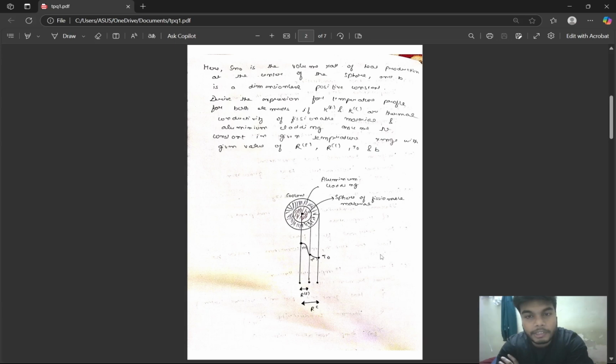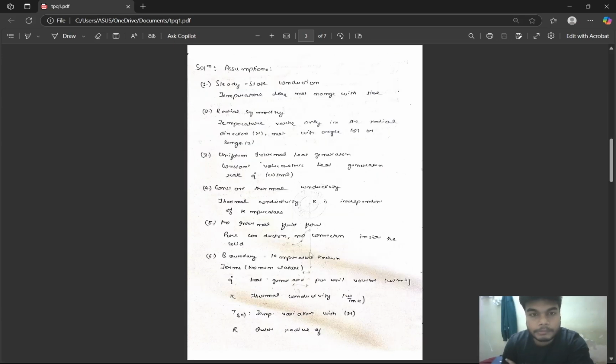If Kf and Kc are the thermal conductivities of the fissionable material and aluminum cladding, assume them to be constants in the given temperature range, with given values of Rf, Rc, T0 and b. Here in this diagram, the aluminum cladding is shown at the outer surface of the sphere and the fissionable material is inside the core of the sphere. Here the temperature profile is shown.